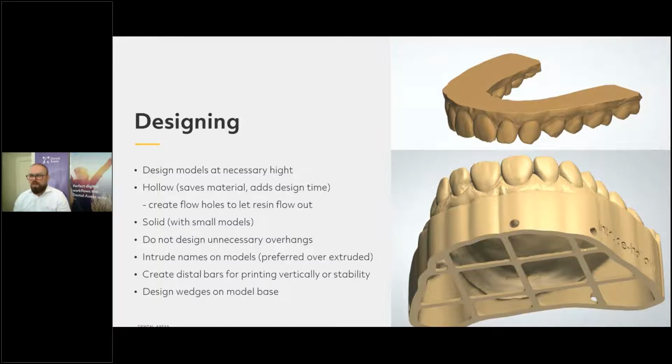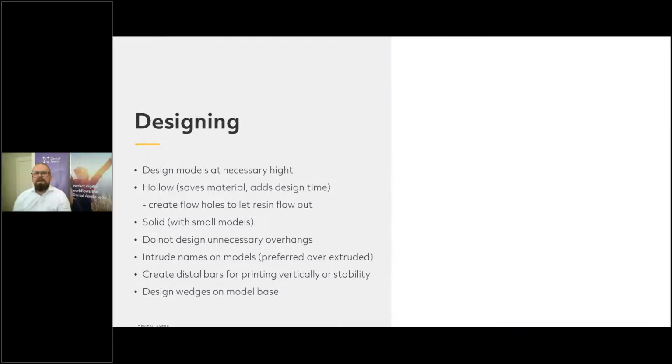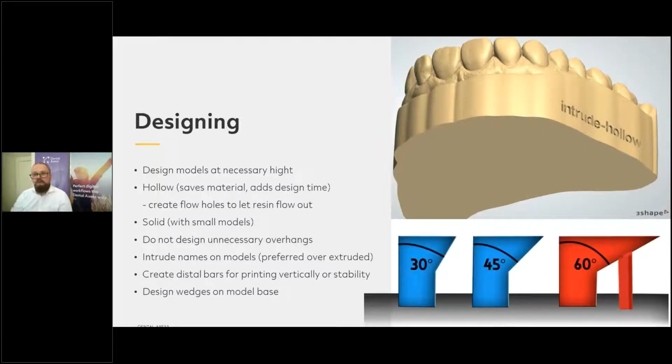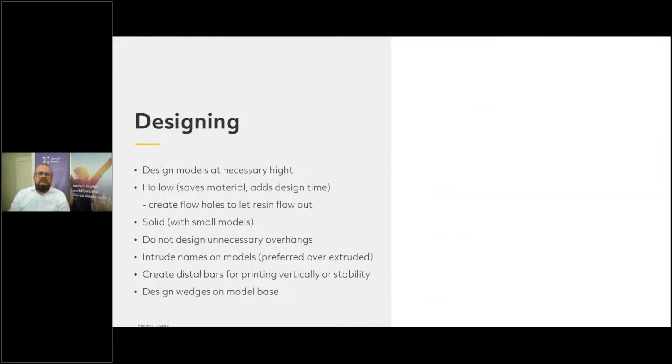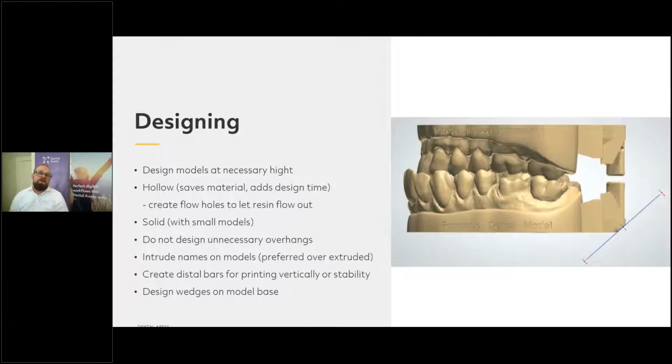Another one is creating distal bars for printing vertically or for stability. We have some more pictures with it: the intruding of the name tags, the overhangs. Here again, create the distal bar for stability, so you have a flat printing surface and you can put your models up vertically. And if you're printing flat on the platform, a good thing is to design a wedge on the side of the model, so you can scrape your spatula underneath and pop it off.